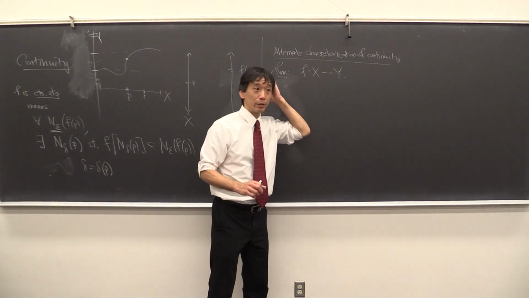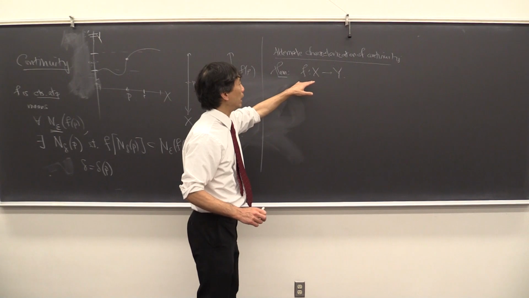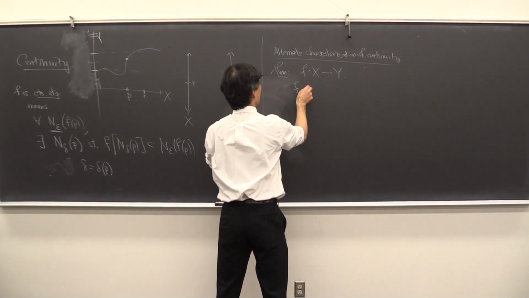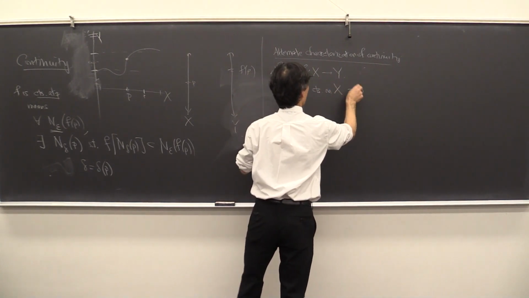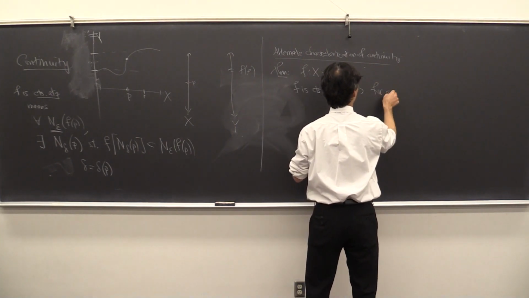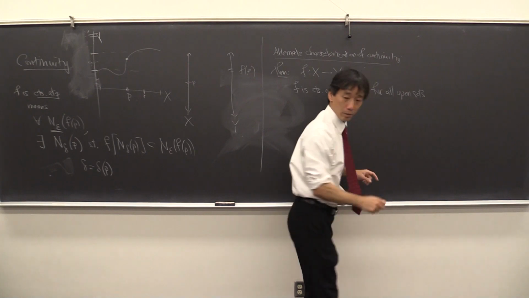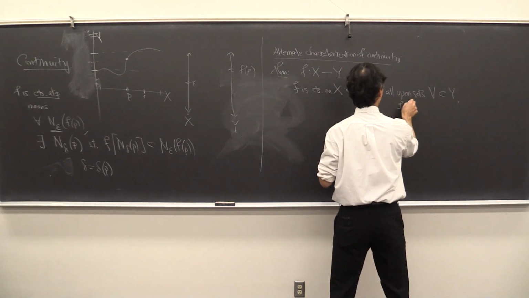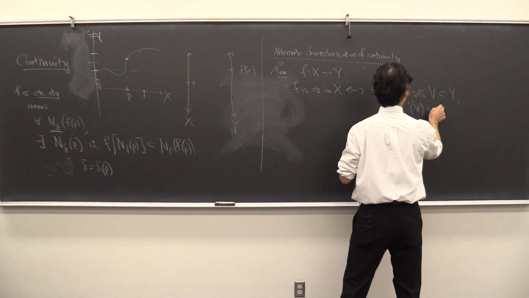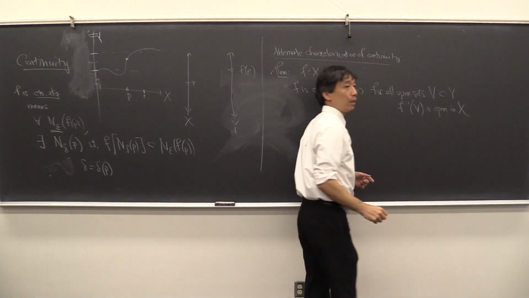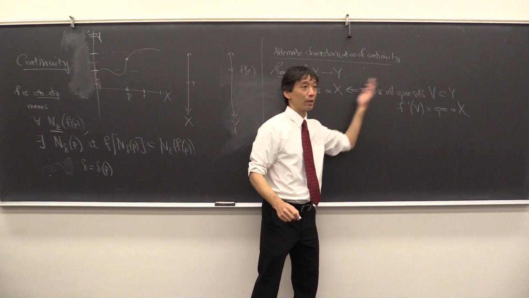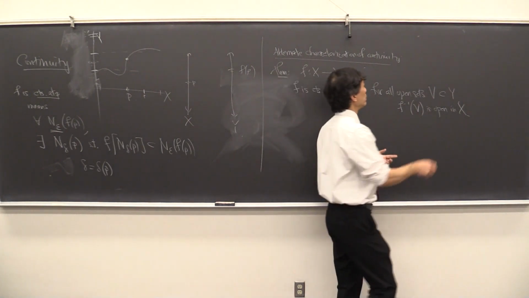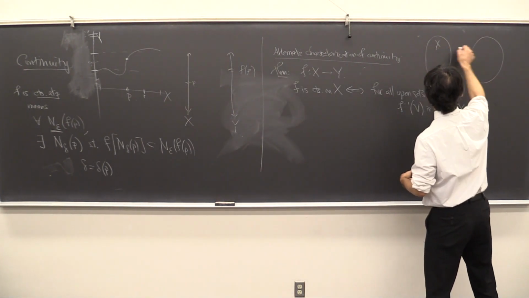Okay, back to the alternate characterization of continuity. You have a function from X to Y, and the theorem is that f is continuous on X if and only if for all open sets V in Y, the pre-image of V is open in X. So when you pull an open set back through the function, the thing you get is still an open set.